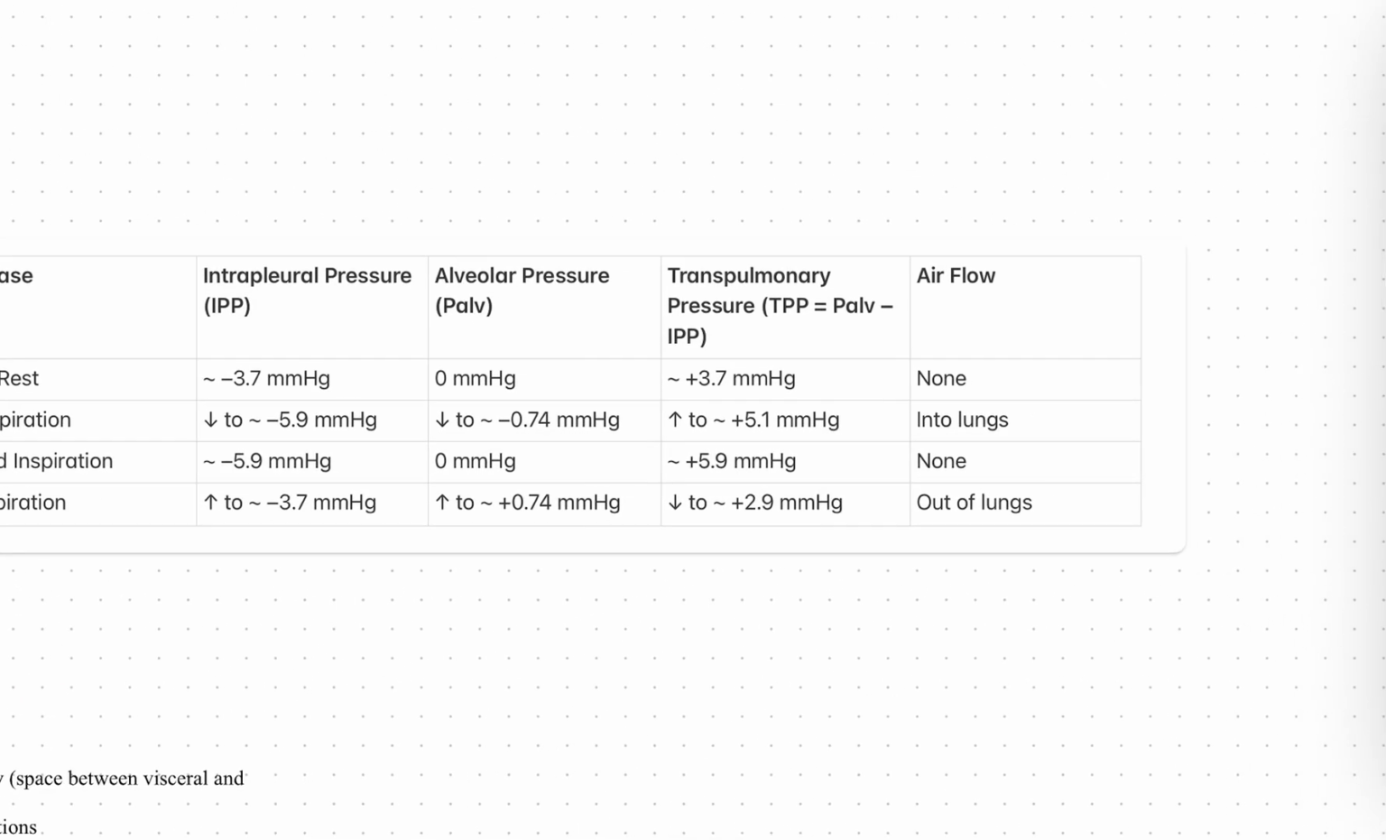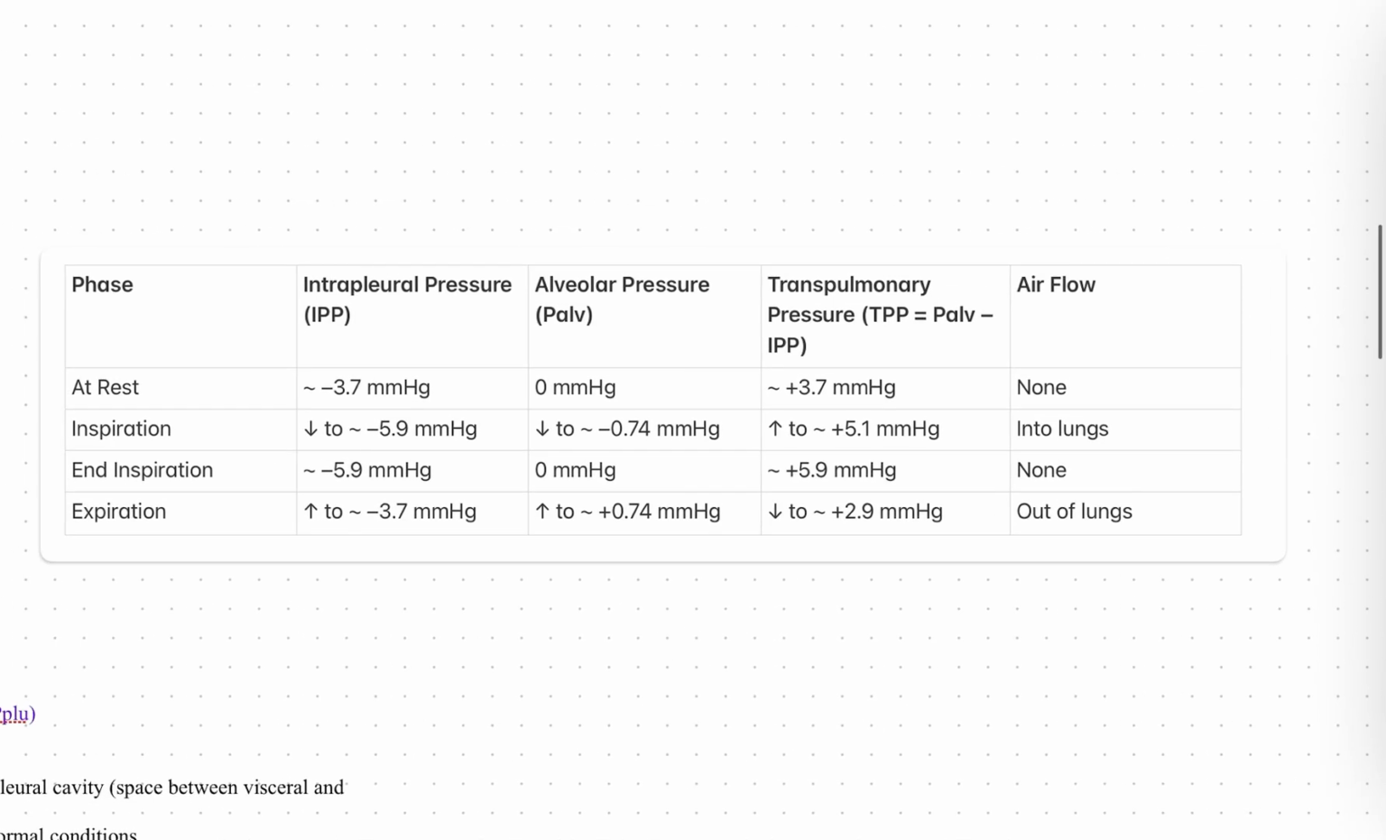Next is transpulmonary pressure, which is the difference between the alveolar and the intrapleural pressure. It is always positive, we can see. At rest it's plus 3.7. At inspiration there is a difference, 5.9 minus 0.74, that is nearly equal to plus 5.1 millimeters of mercury. At the end of inspiration plus 5.9 millimeters of mercury, and at the end of expiration it is plus 2.9 millimeters of mercury. So at rest and at the end of inspiration there is no flow of air.